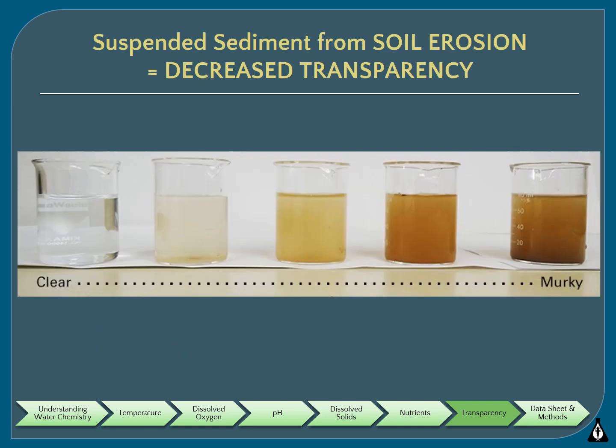When there is erosion in a stream system, it decreases the transparency because of the increased suspended solids in the water column. So here's just a picture of a stream that may be impacted by erosion. The water becomes clear and then turns murky as all of the soil that was along the banks from upstream areas is now suspended in the water column.